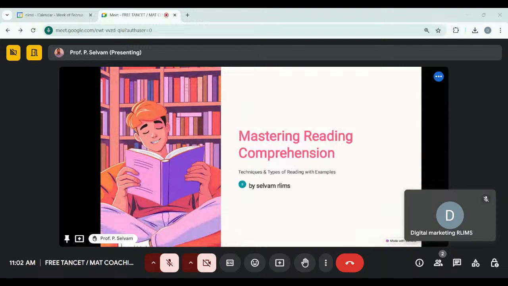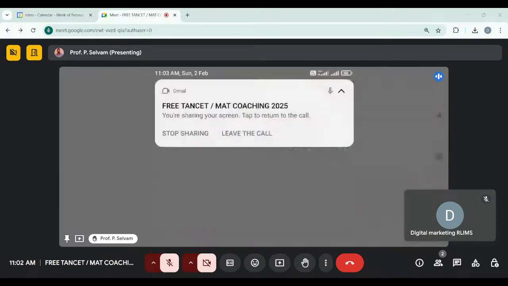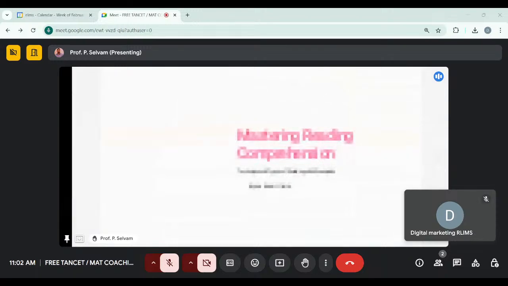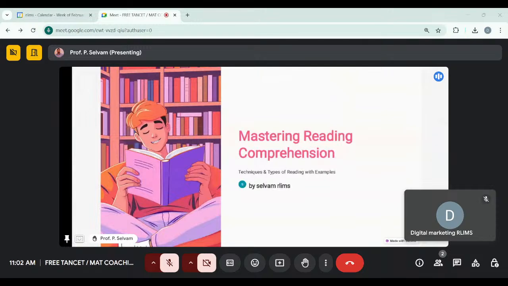So, in TANCET, one of the key components is English language. This has many divisions. One such area is reading comprehension. I would like to speak to you about how you need to attend this reading comprehension, and what are the techniques and tips you need to be conversant with so that you can take this reading comprehension in the best possible way.